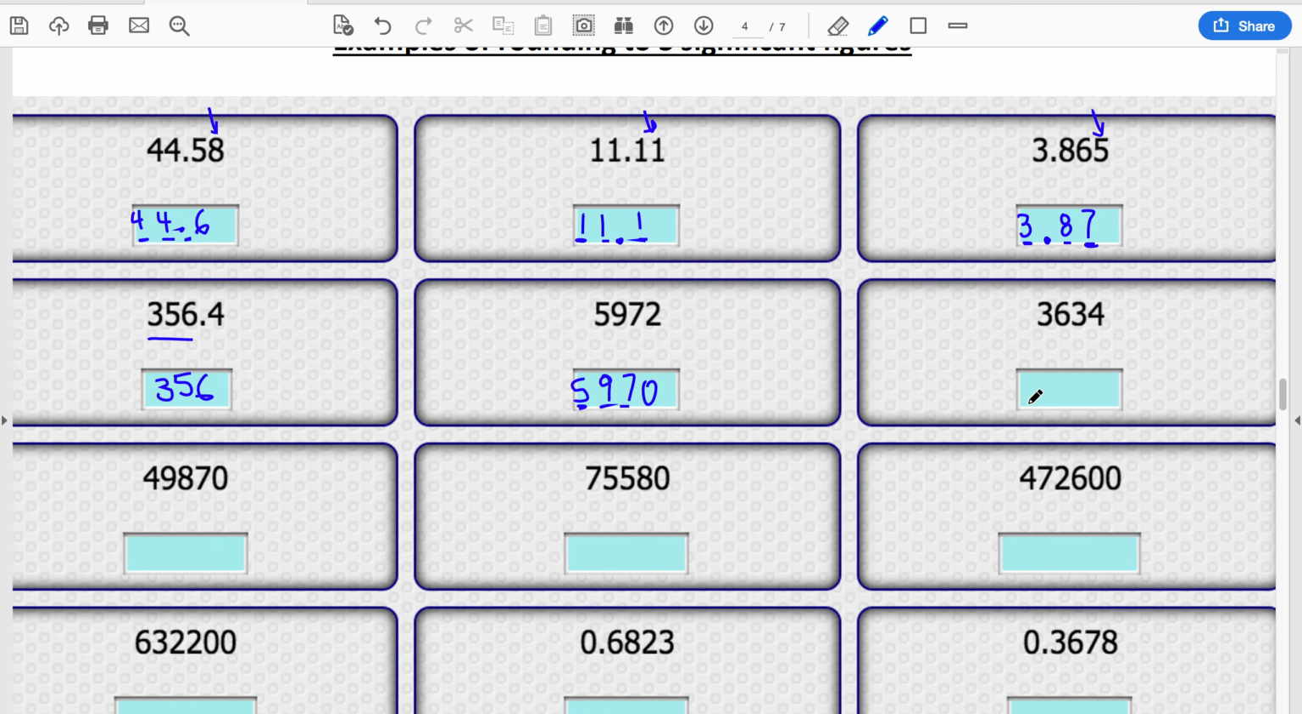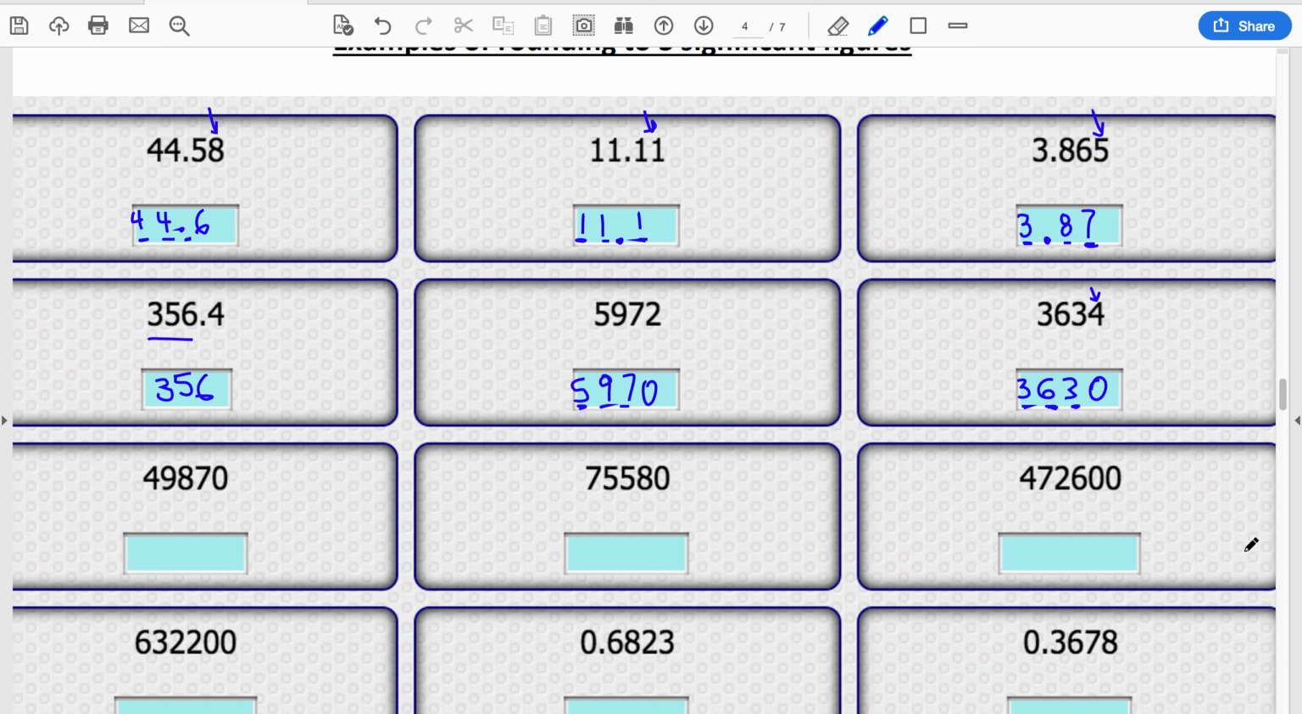And the last one before you continue, I've got 3, 6, and then maybe 3. I've got to have a 0 on the end because it's in the thousands. The final number is a 4, so that means that this will stay as a 3.